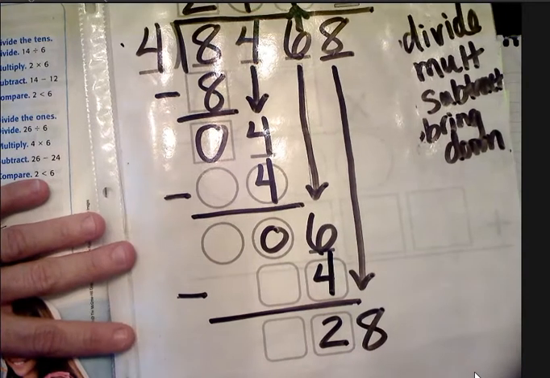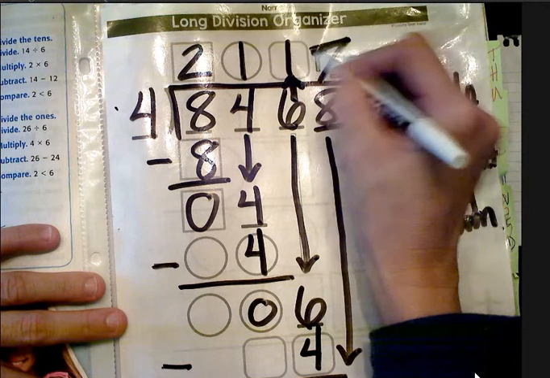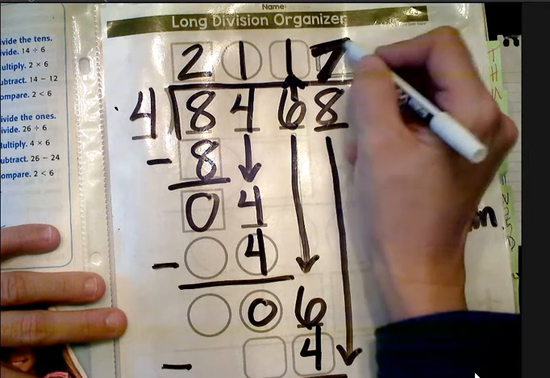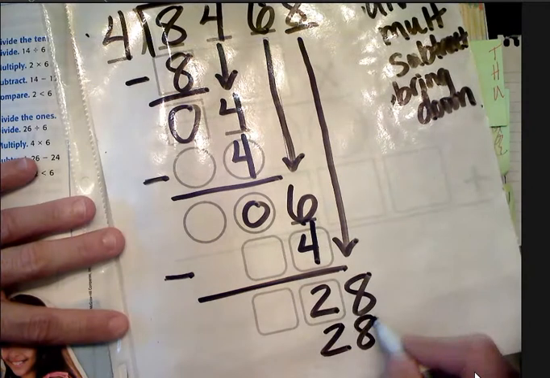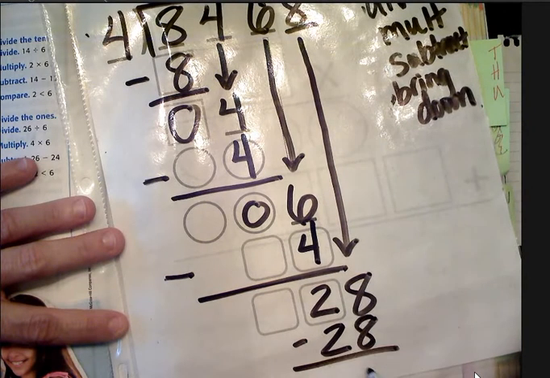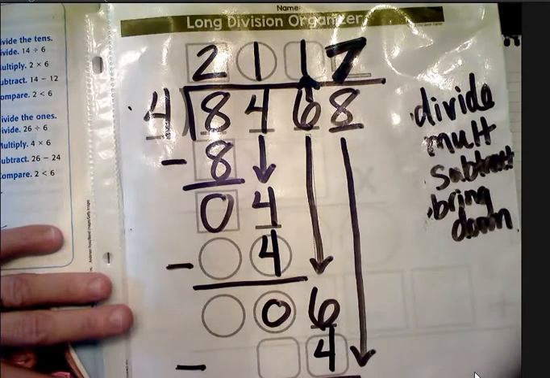28 divided by 4, oh, I know that fact. That's a 7. And I'm going to try and write it big so you can see that it's not an R there. 7 times 4 is 28. I subtract. 28 minus 28 is 0. There's nothing else to bring down. I don't have a remainder, so that's my answer.